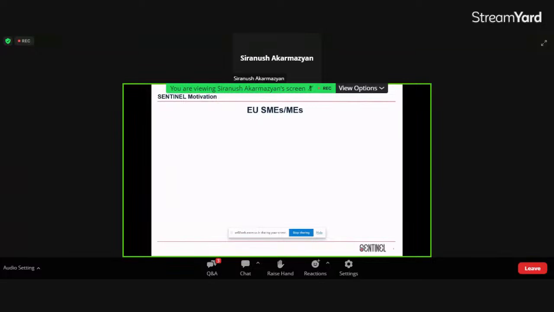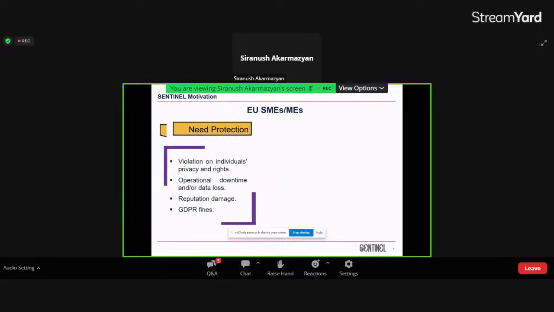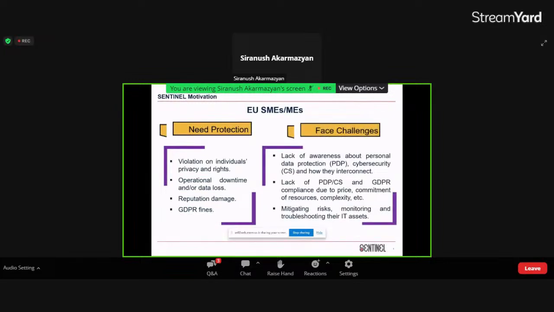So before moving on, it's important to stress what the motivation of Sentinel is. We are motivated to help support SMEs, because they need protection and they currently face challenges. Based on several literature reports, they have violations of individuals' privacy and rights. They have operation downtime or data losses, and of course they have GDPR fines.